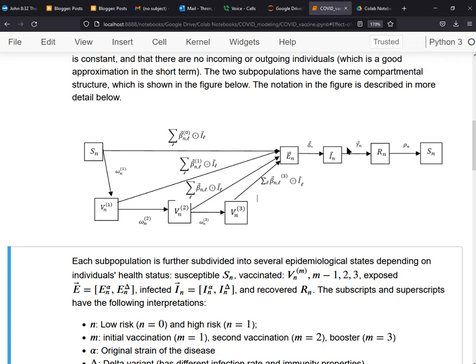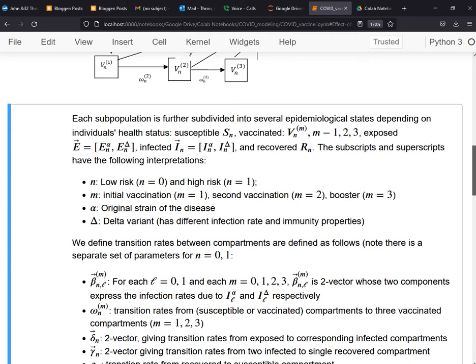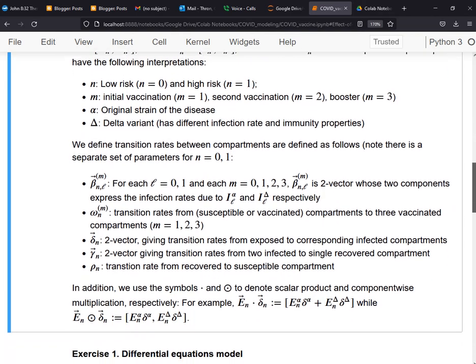So here you in fact have a scalar product. So you know a scalar product is indicated with the dot symbol. All right. And then rho takes Rn back to Sn, so it actually goes back around to here. We just don't want to make the diagram kind of junky, but this one goes here. So this is a scalar transition rate. This is a reversion rate. Recovered people do become susceptible again. That's been well documented and observed.